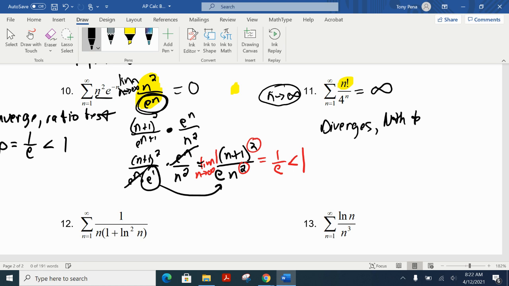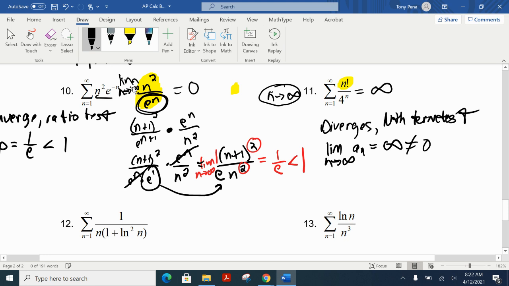And term test, the limit as n goes to infinity for our general term is infinity, which is not the 0 that it's supposed to be.